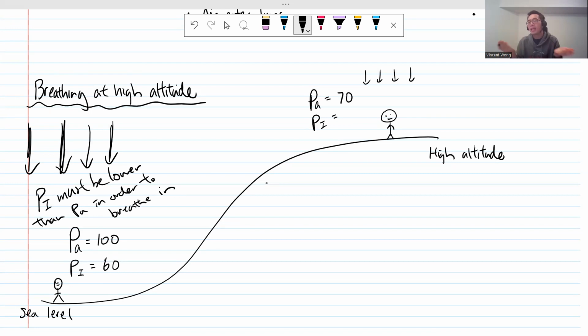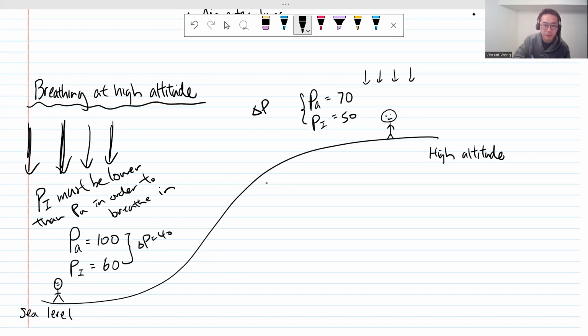But there is a limitation, right? We cannot expand our chest indefinitely. We're physically limited by, say, the rib cage and our body size and so on. So even if you try really, really hard, you might be able to drop the pressure further down to 50. So look, the difference here is 40.